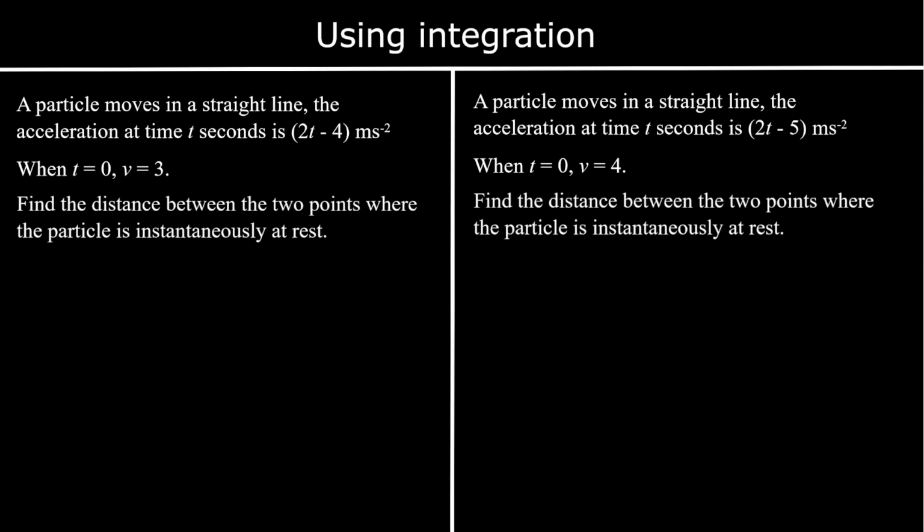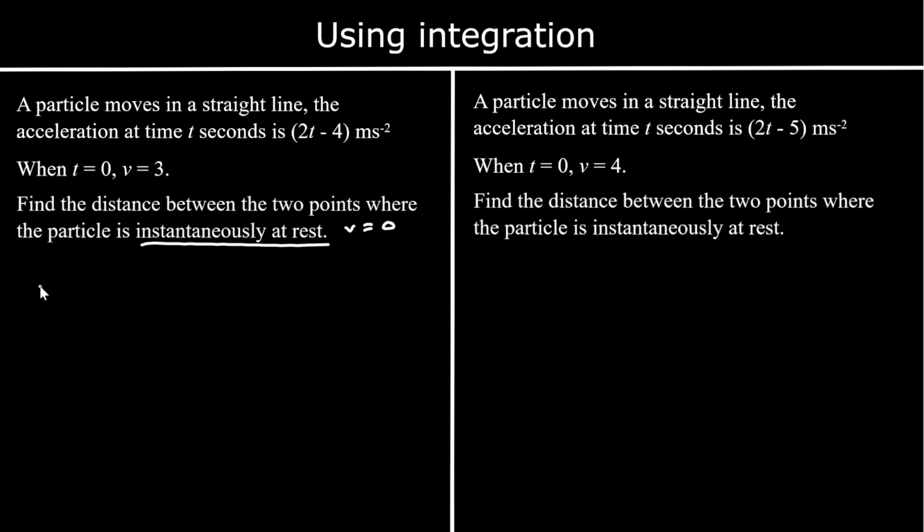And another question. A particle moves in a straight line. The acceleration at t seconds is 2t minus 4 meters per second squared. When t equals 0, v equals 3, and we need to find the distance between the 2 points where the particle is instantaneously at rest. So remember, instantaneously at rest means the velocity is 0. So we're going to go from acceleration to velocity, and then we're going to have to find the distance. So we'll have to go from velocity to displacement as well.